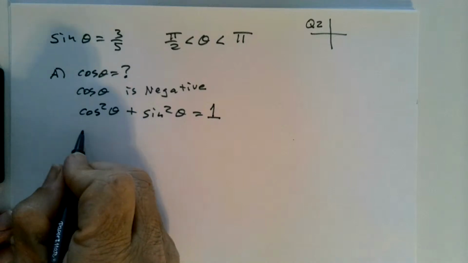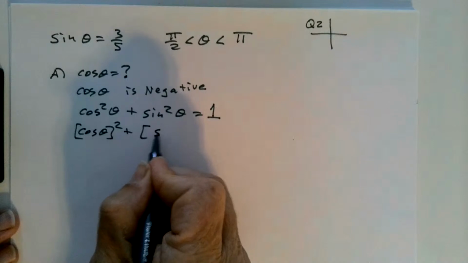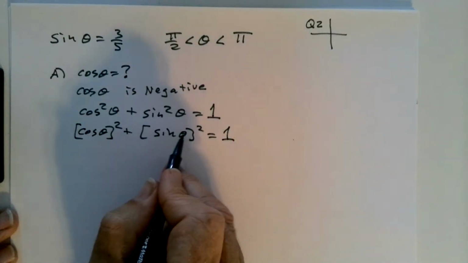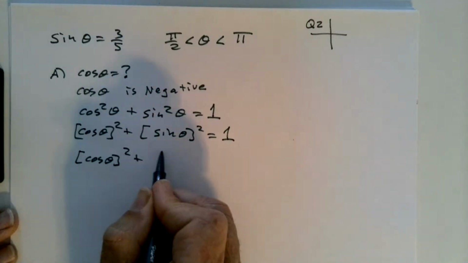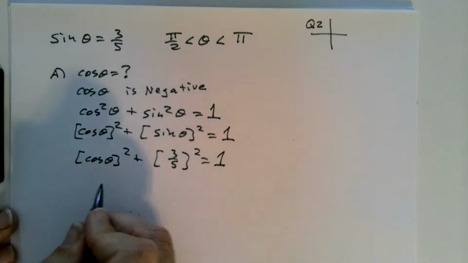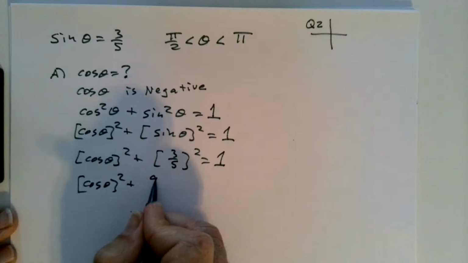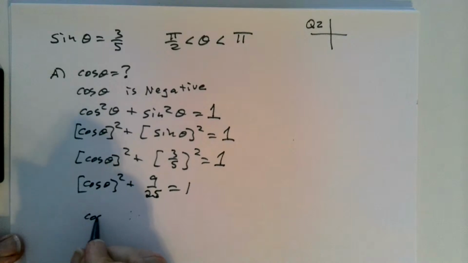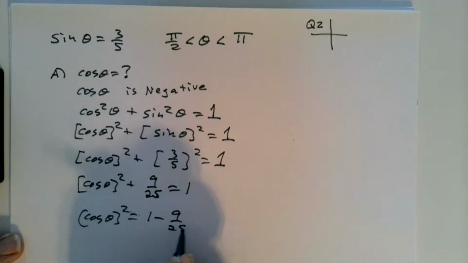Remember what this really means. This really means cosine of theta squared plus sine of theta squared is 1. Sine of theta is 3/5. So cos of theta squared plus 3/5 squared is 1. So I get cosine of theta squared plus 9/25 is 1. And now we have to subtract: cos of theta squared is 1 minus 9/25.